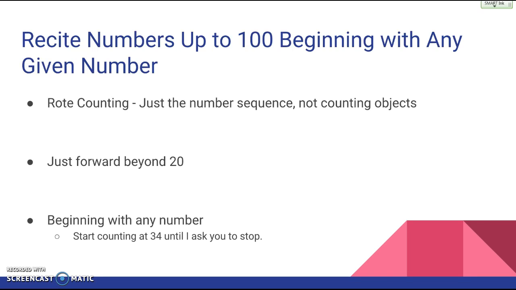Once they're successful at counting from 1 to 100, then we can start asking them to begin with any number. For instance, start counting at 34 until I ask you to stop. 34, 35, 36, till you ask them to stop. Again, this is going to be an important skill that they're going to call on later when they're working on things in future grade levels.